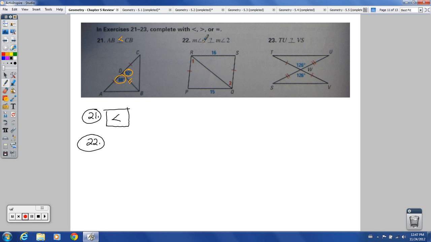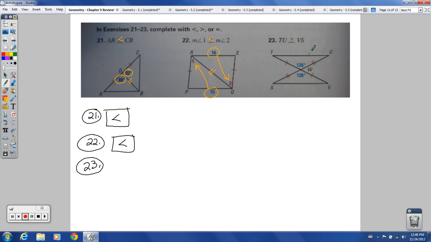22. Measure of angle 1 is blank compared to the measure of angle 2. Now these things look parallel, but we can't necessarily say that they are parallel. I can see that this side is smaller than this one, and this one is across from angle 1, this one's across from angle 2. And we have those two corresponding congruent sides like we need to have, so the angle in between them that matches up with the smaller side is going to be the smaller angle. So the measure of angle 1 should be less than the measure of angle 2. So this one happens to be less than.